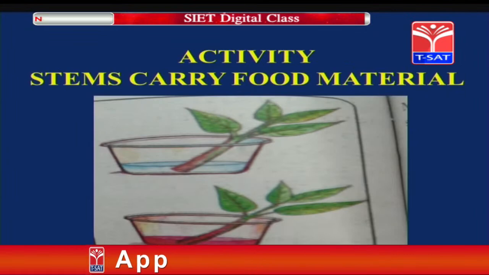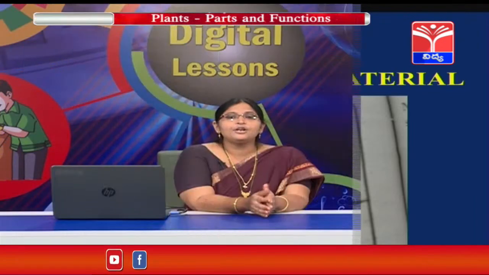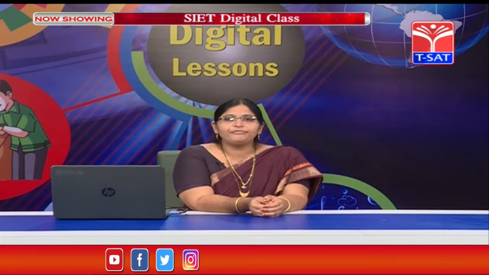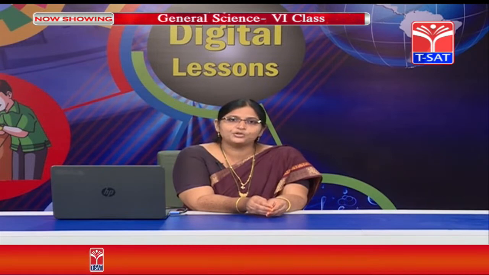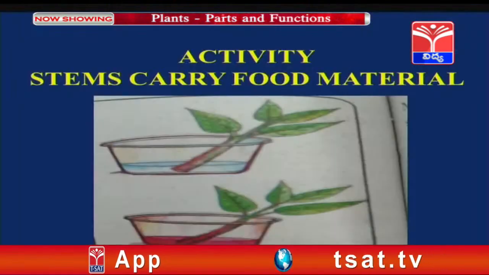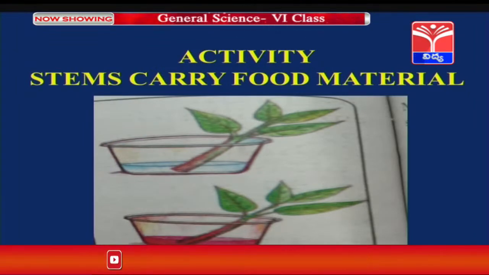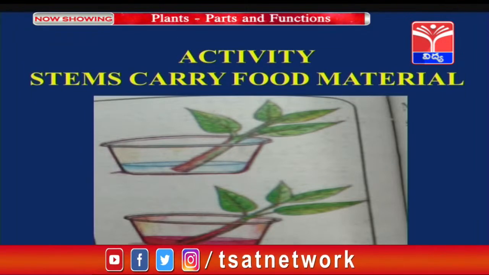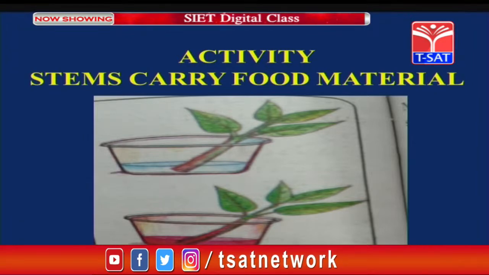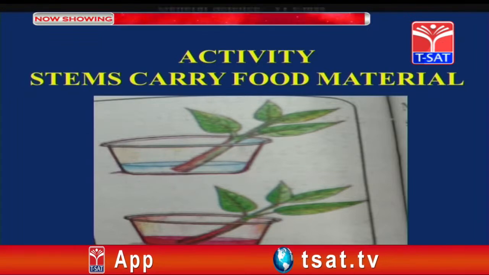So, see children, an activity is being carried out to show that stems carry food material. For this activity you can take 2 glasses filled with water, and as we did the activity for the absorption of roots, in the same manner 2 tumblers are given, one with red ink water and the other with simple water, each with a twig, and leave it for 2 to 3 hours. What will happen? You can see that the lower glass tumbler which has the twig has turned red, which shows, what does this finally record, children?